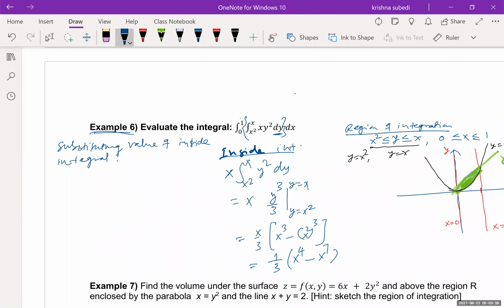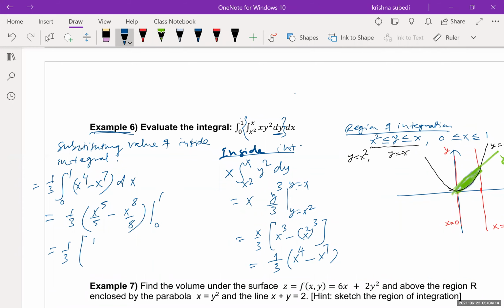You can complete that yourself. Okay, guys? Try to complete it. So the inside integral is 1 over 3, x to the power 4 minus x to the power 7 dx. Now this is actually a one-variable integral. 1 over 3, x to the power 5 over 5 minus x to the power 8 over 8, from 0 to 1. So that's going to give me 1 over 3, 1 over 5 minus 1 over 8, minus 0 minus 0. So basically, the answer will be 1 over 3 times 3 over 40, which gives 1 over 40.